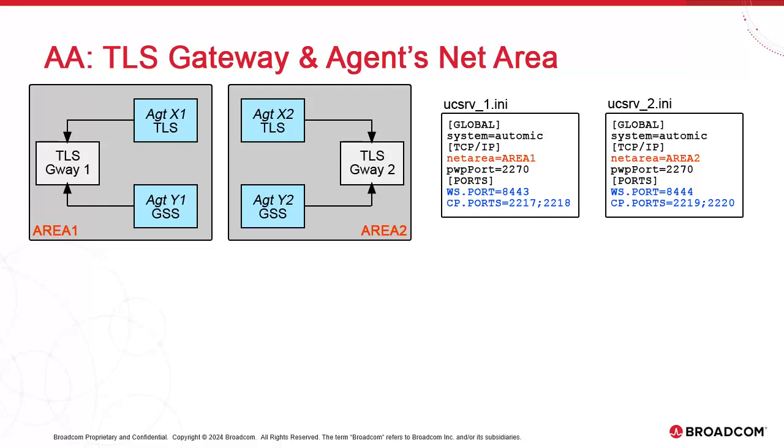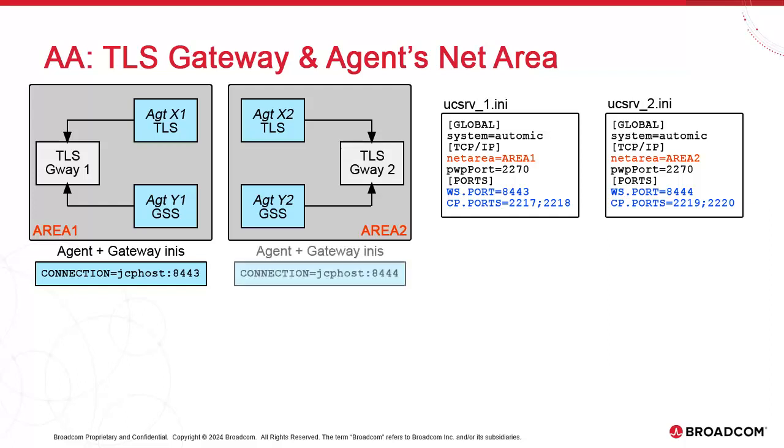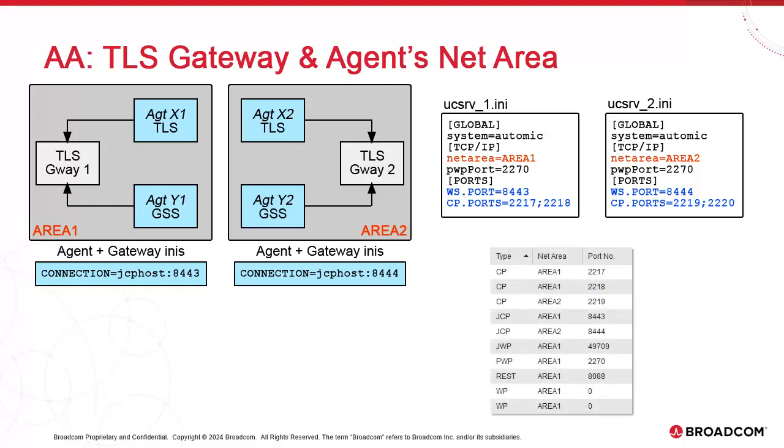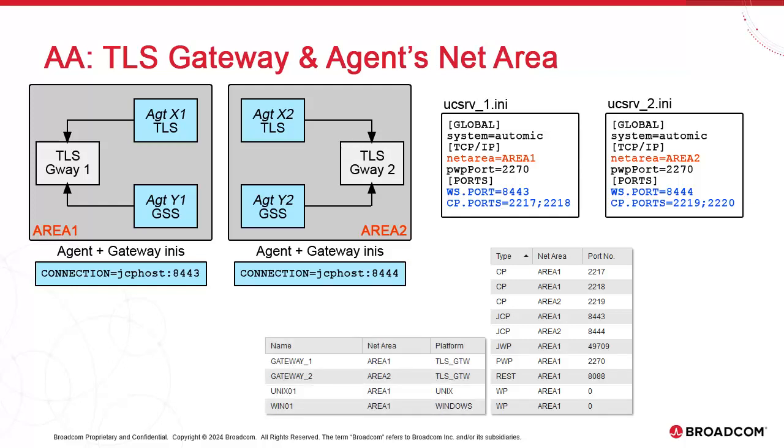Then, in the respective agents and gateway INIs, we use the connection setting to set the JCP and port matching the UCSRV's definitions. In the first, we set the JCP to 8443, and so for TLS agents in net area 1, the connection setting would point to that port. The same goes for non-TLS agents and the CPs. This configuration would then be replicated for net area 2 with the proper adjustments. When the AE and the agents are started, the net areas are explicitly listed for each process in the engine administration page and for each agent in agent administration.